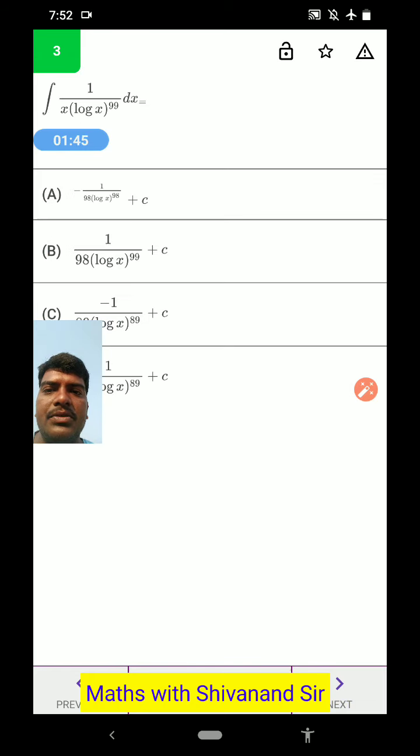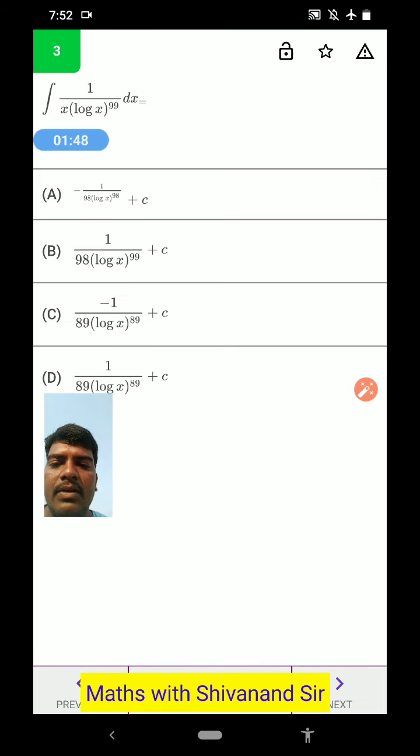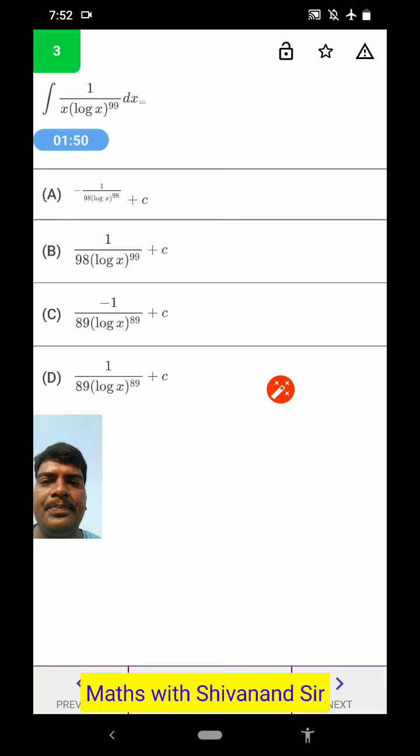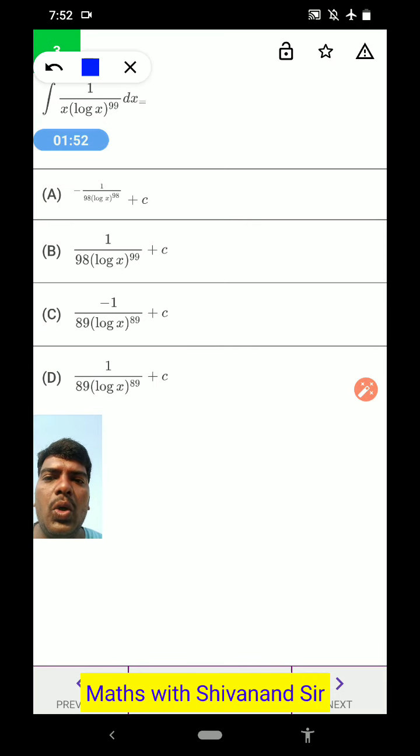Listen, what is the next question here? See the next question. Okay. Listen. 1 by x into (log x) to the power of 99. Partially you can solve it here, and partially the entire answer can be said very easily.